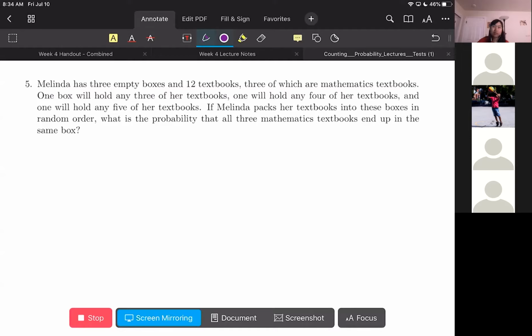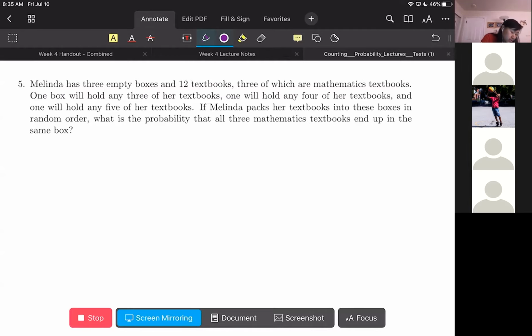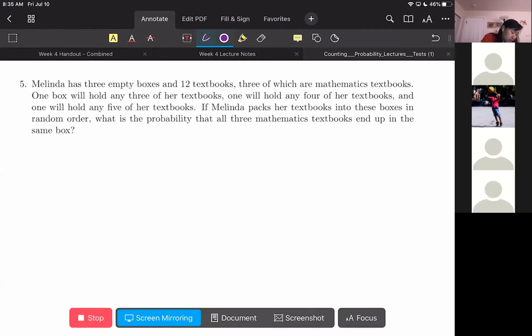So there's a couple different ways you could count this, but first let's break down the problem. So basically she has 3 boxes. 1 box holds 3 textbooks, 1 holds 4, 1 holds 5. So one first thing that I would notice here is that if 1 box holds 3 textbooks, 1 box holds 4 textbooks, and 1 box holds 5 textbooks, that means that there's a total of 12 textbooks, which means all of the boxes will be filled. There's no sort of like empty space in the box.